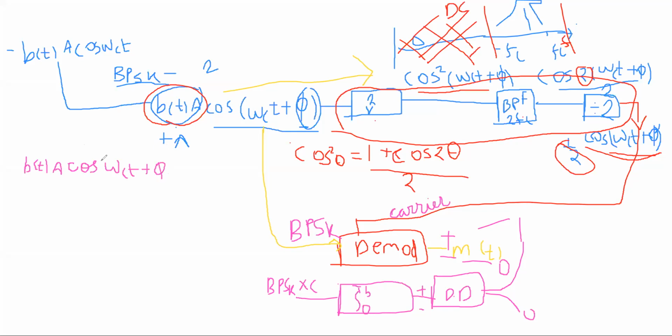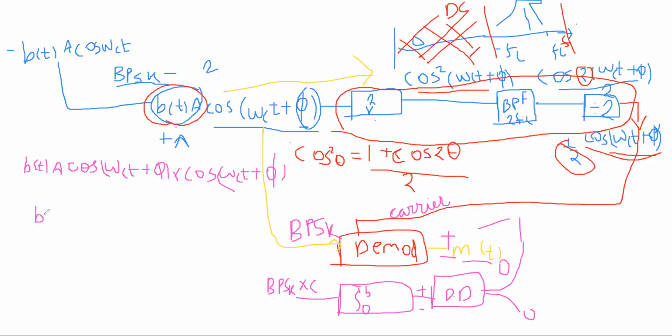So what is the carrier generated at the receiver side? Just neglecting the amplitude, we can write it as cos of omega ct. So it is multiplied by this before giving it to the integrator. So cos of omega ct multiplied by cos of omega ct plus phi, and this term will be cos square.